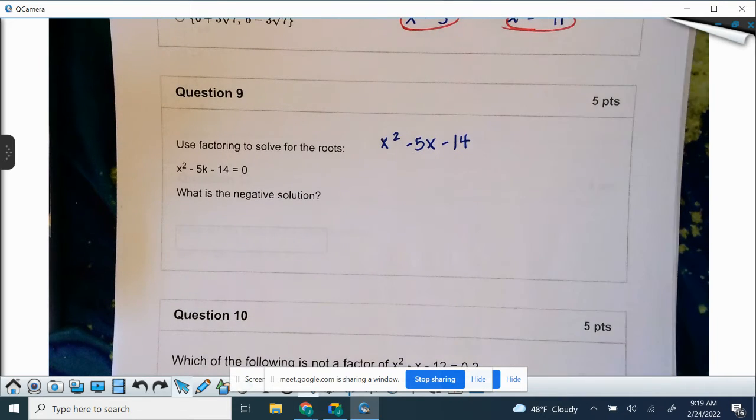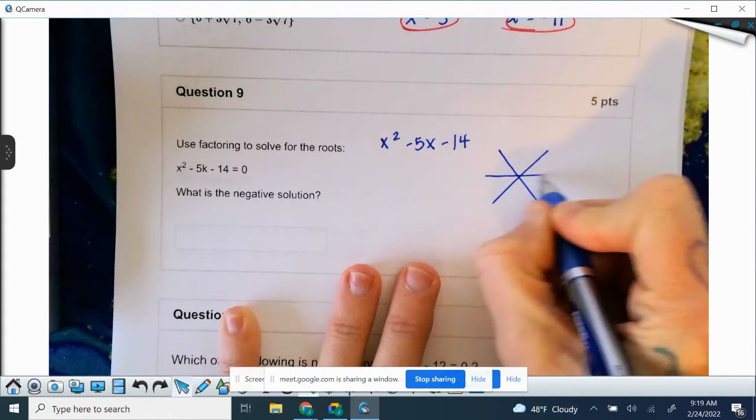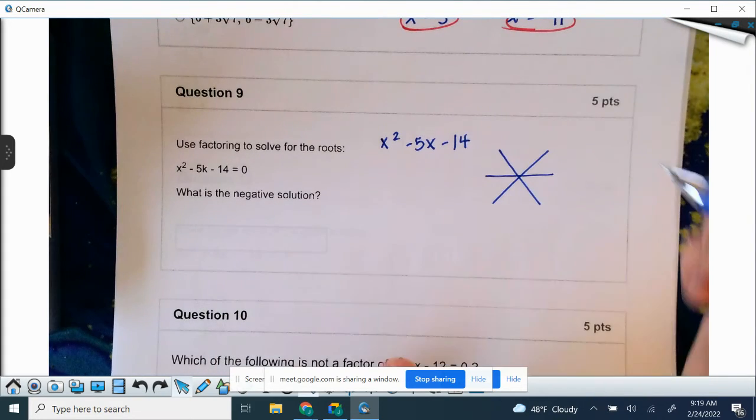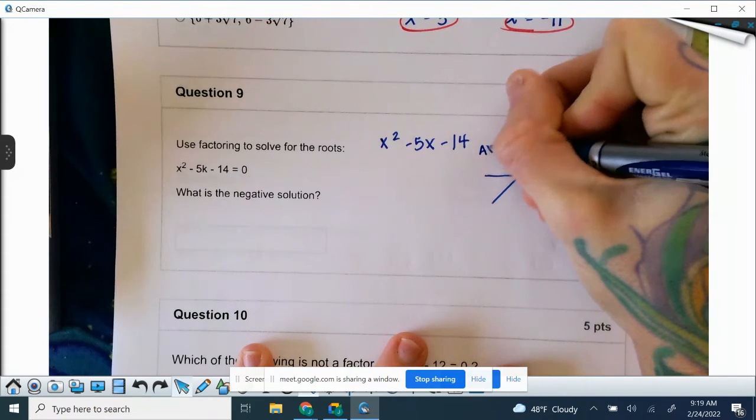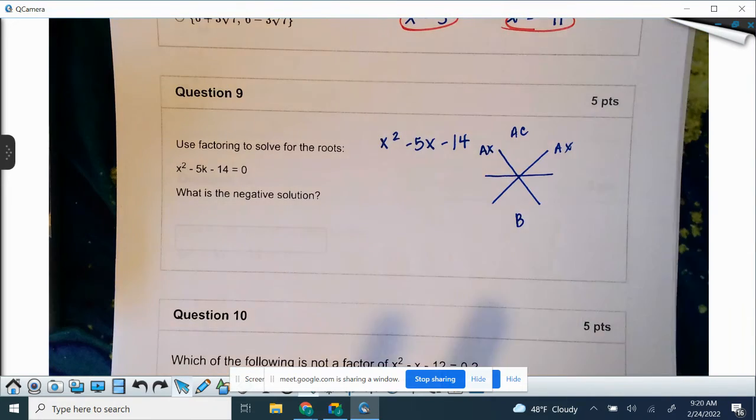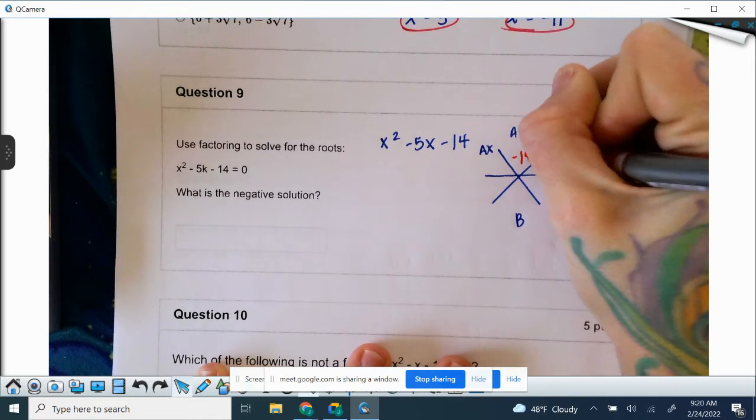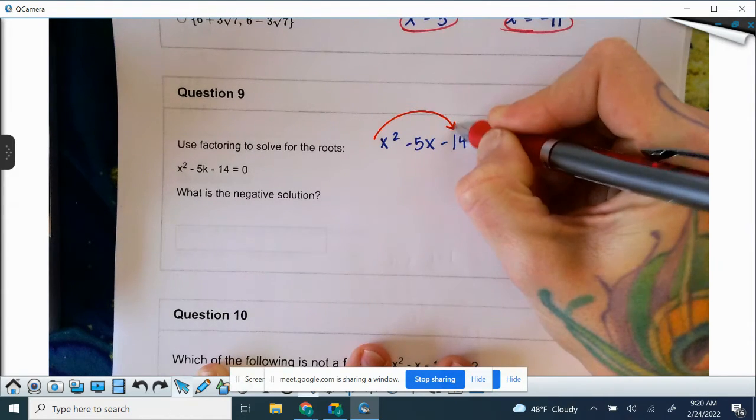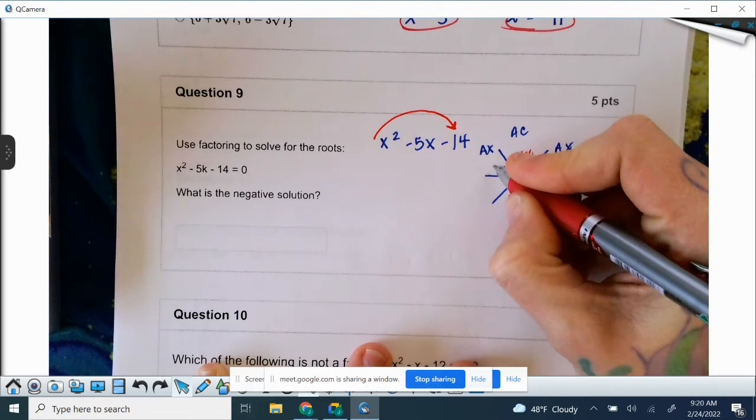Kill it. If not, I like what I call big star. And that's where AC goes up here, then A times X. And in this case, A is 1, so it's not a super big deal. But when A is not 1, it works. So negative 14 is that 1 times negative 14. Negative 5, and then you can put 1x, 1x.